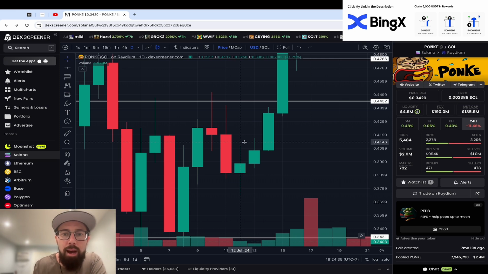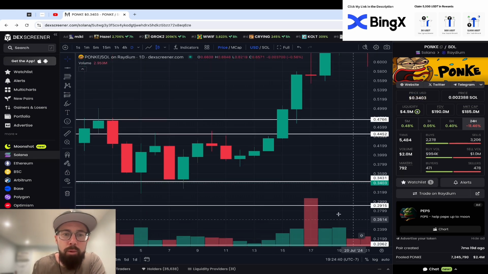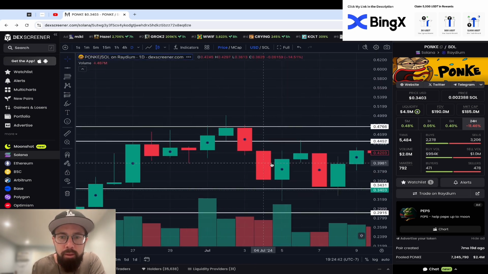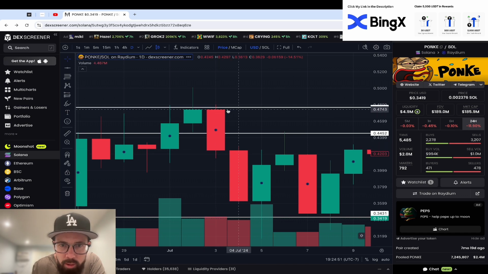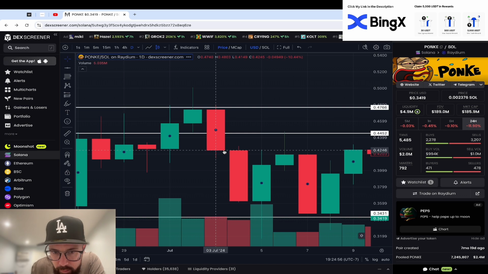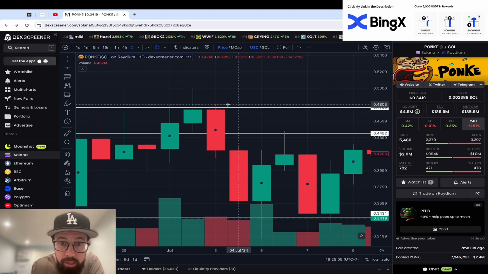Okay, the wicks are the highs and the lows, and the candle bar is the open and the close. If it's a red candle, a bearish candle, like this is a bearish engulfing right here, the open is at the top, closes at the bottom. So it opened at 47.4, closed at 42.46. And then the low of the session was 41.53, high of the session is 48.03 for this candle, okay?